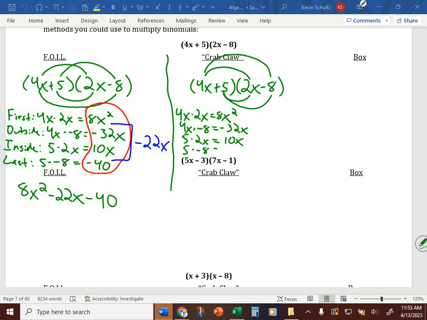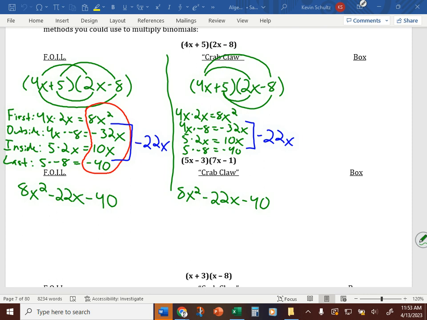We still get our 8x squared and our negative 32x and our 10x and our negative 40, right? All those products are still there. We can still combine our negative 32x and our 10x. We're still going to get negative 22x. And when we write all these terms out, we're still going to get 8x squared minus 22x minus 40.